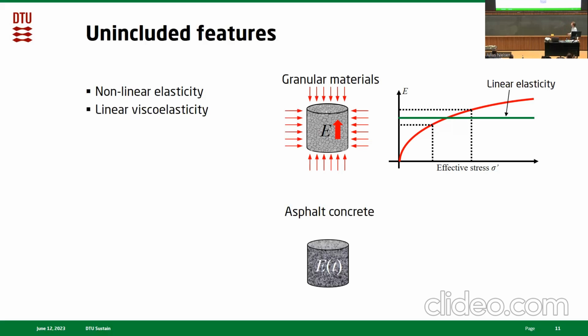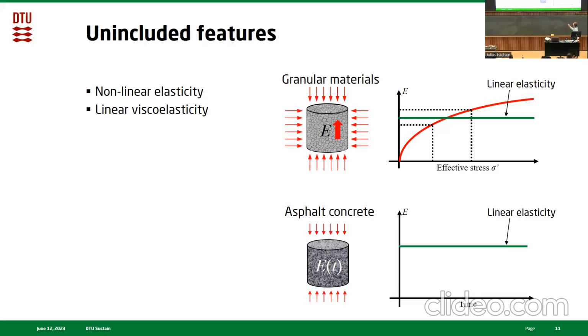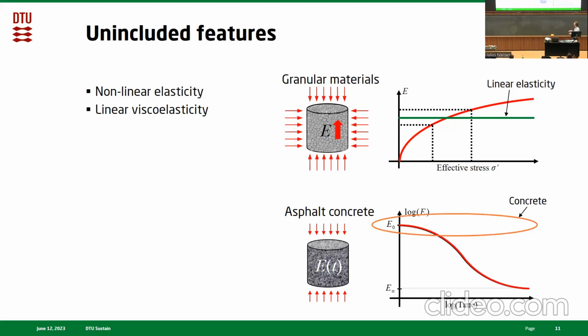Another feature that is not captured in our layered elastic theory is the linear viscoelastic behavior of asphalt concrete. What that means is that asphalt concrete has a modulus that depends on the time the load is applied. If we assume it's linear elastic, we're basically saying that the modulus is the same at all times. But in reality, it's not. This is what we call a relaxation function or modulus, where suddenly when we apply a load, the asphalt concrete behaves more like Portland cement concrete. And as we keep the load applied, the modulus will transition into a more granular-like behavior where it experiences a much lower modulus value.